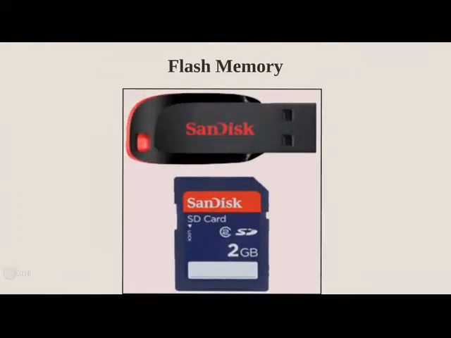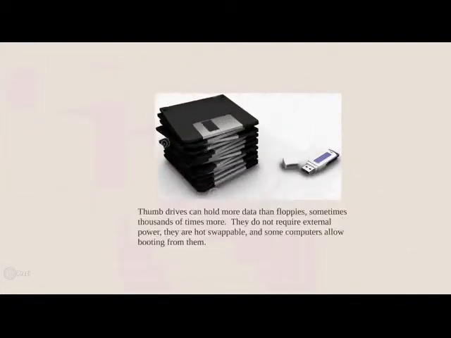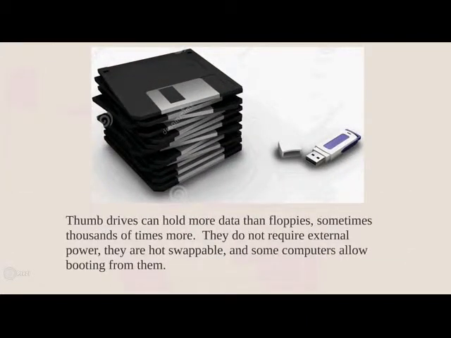Flash memory. Flash memory includes both USB thumb drives and memory cards. A flash stick or thumb drive can hold more data than floppies, sometimes actually thousands of times more data. They do not require external power. They are hot swappable, and some computers actually allow you to boot from them.